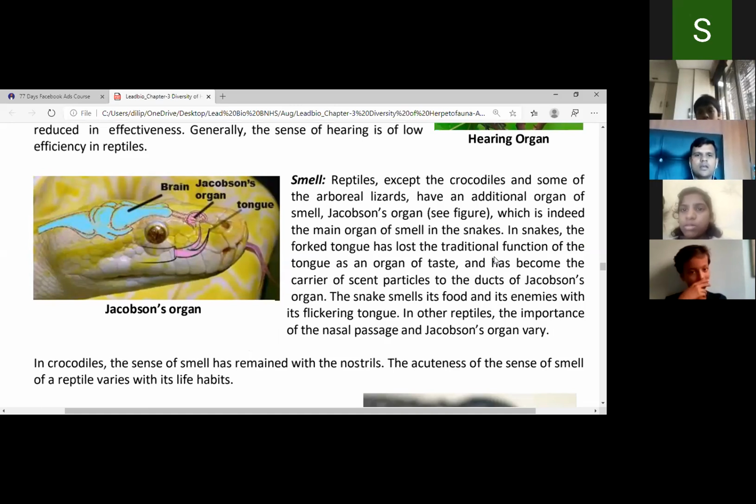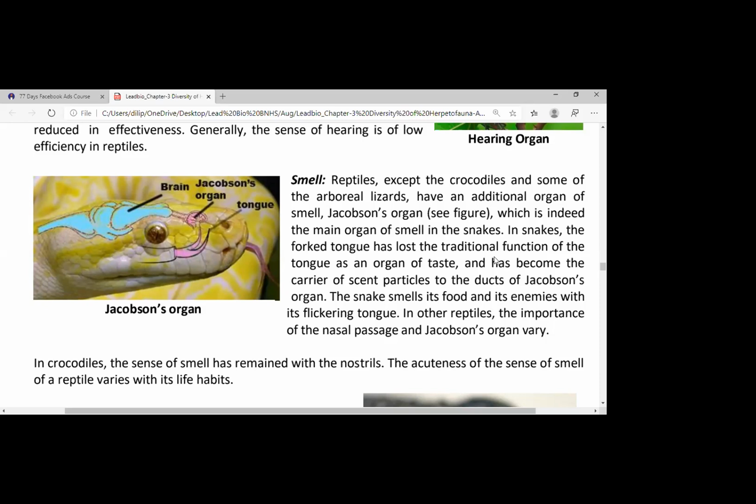Jacobson's organ. So let's do this also as part of what is Jacobson's organ in a snake? Any idea what it should be? The one which passes the venom? No, Jacobson's organ is more for smell in snakes. So that is one organ which lets it know about the food.